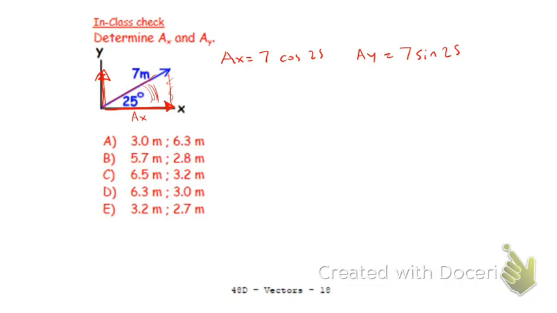So 7 cosine 25 is going to be 6.34, and that's going to be meters. And 7 sine 25 is going to be equal to 2.96 meters. So 2.96 goes to 3, so boom, that guy.